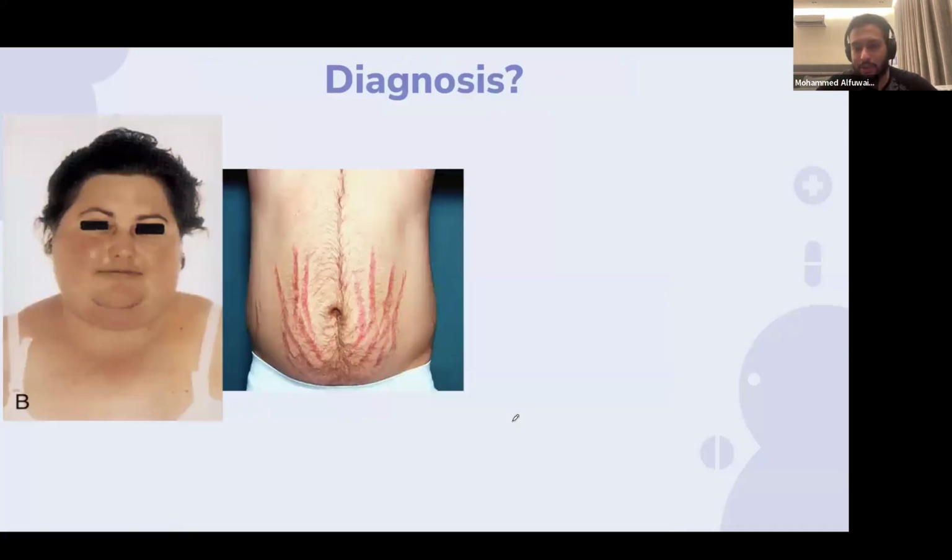Now, next diagnosis. Same patient, headache, bitemporal hemianopia. Comes to you with, they've been complaining that they have become more obese. Their face is swollen and very puffy, okay? They complain to you of these scratch marks or these scars in the abdomen. What are you guys suspecting?